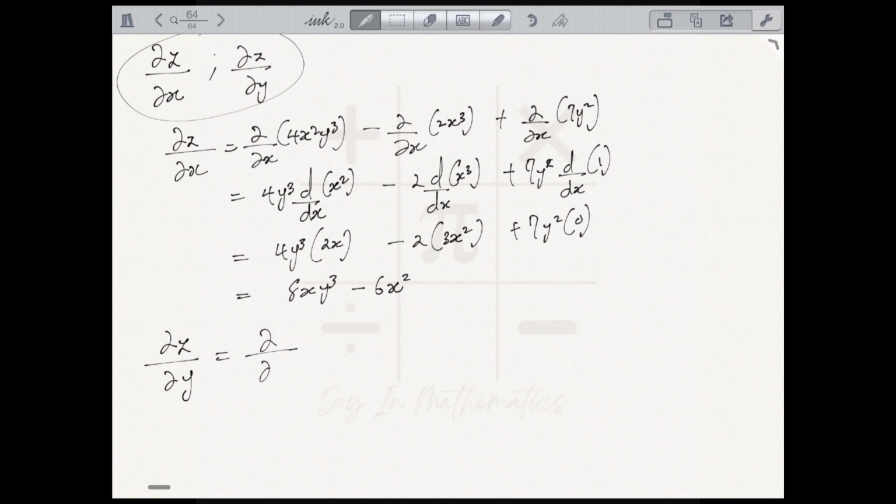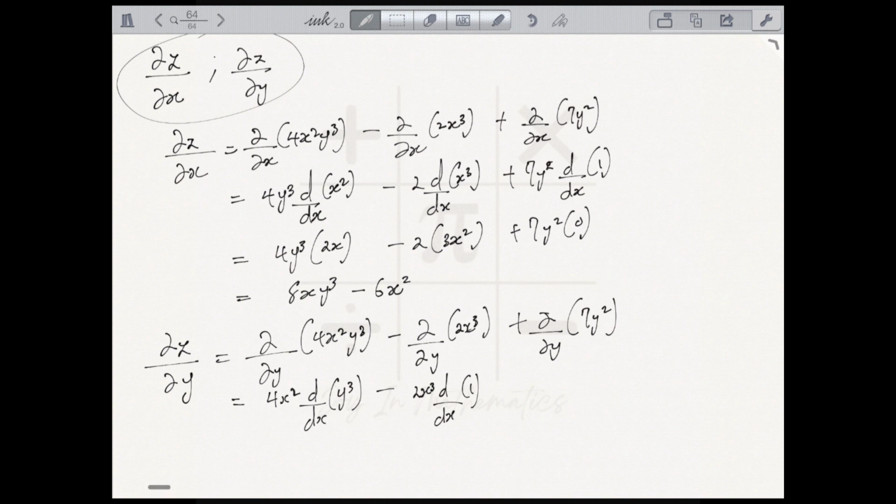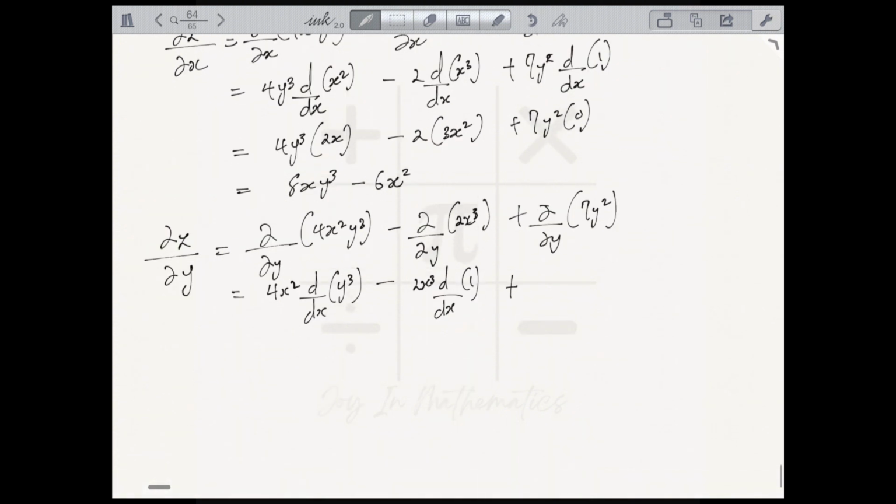And that is ∂/∂y of 4x squared y cubed minus ∂/∂y of 2x cubed plus ∂/∂y of 7y squared. Since we are differentiating partially with respect to y, our x is kept constant. So we have 4x squared ∂/∂y of y cubed minus 2x cubed ∂/∂y of 1 plus 7 ∂/∂y of y squared.